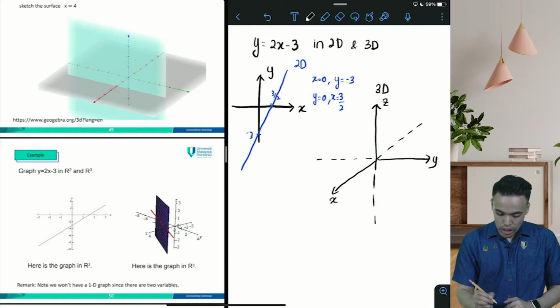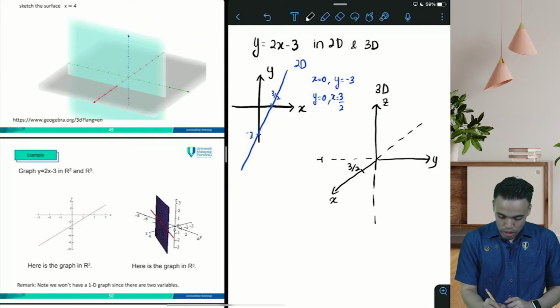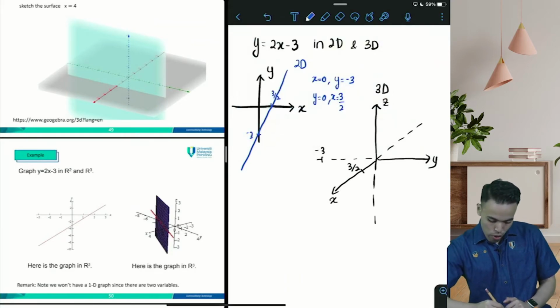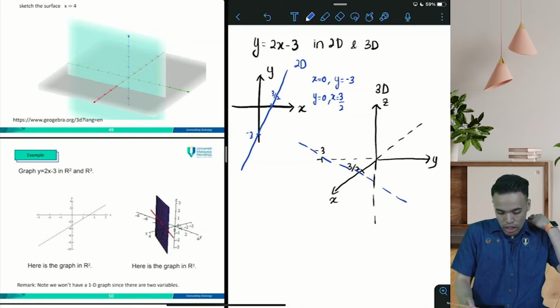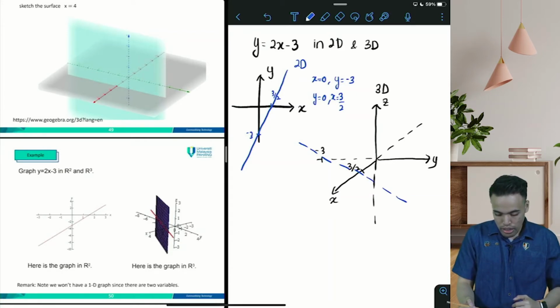Alright, so in this case, I have to locate 3 over 2 in this particular question. Maybe this is 3 over 2, and y is equal to negative 3 is maybe somewhere over here, and then I will end up with a line. Wait, let me improve my figure. Okay, this is y is equal to 2x minus 3.